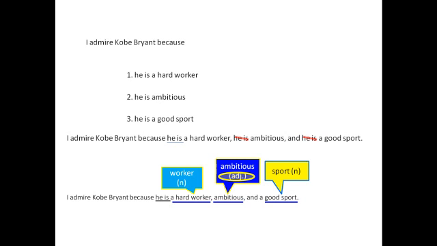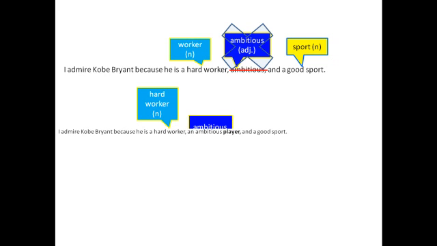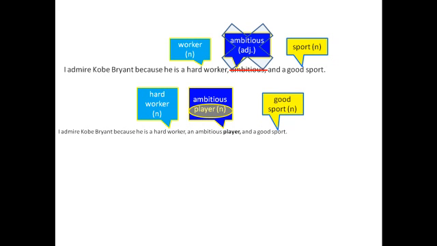Since we have to have things of like kind when we use items in a series, we're going to have to do something about that. So we decide against the adjective ambitious and decide to make it match the other 2. Since worker is a noun and sport is a noun, what we need is a noun. So I admire Kobe Bryant because he is a hard worker, noun, an ambitious player, which is now also a noun, and a good sport. And now we have a parallel thesis statement. Noun, noun, and noun.